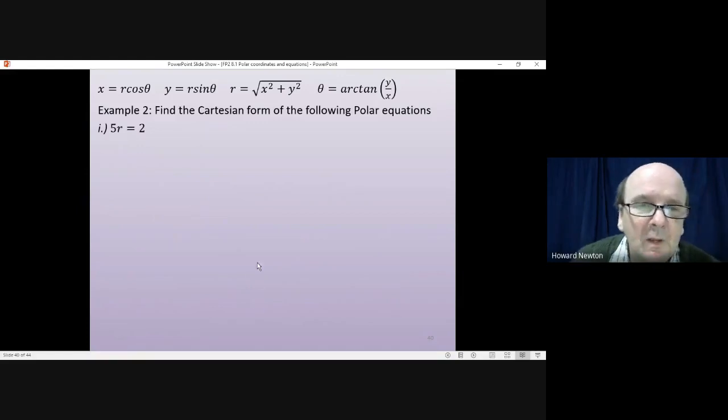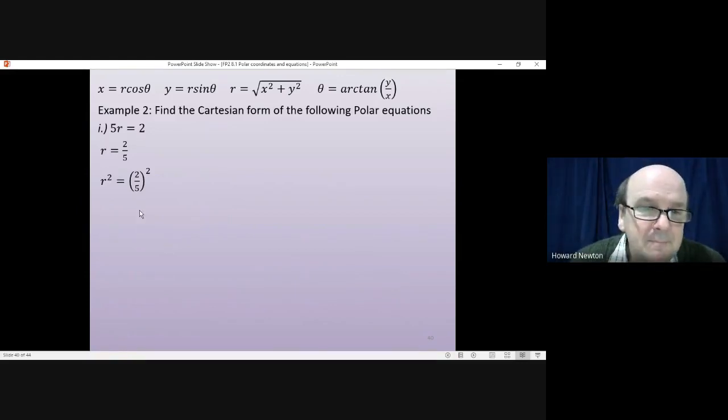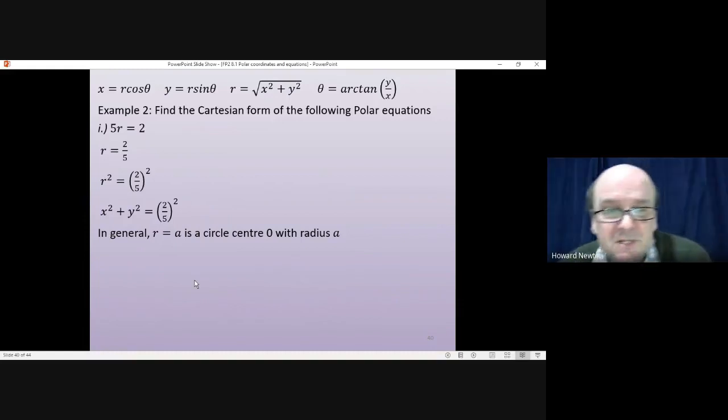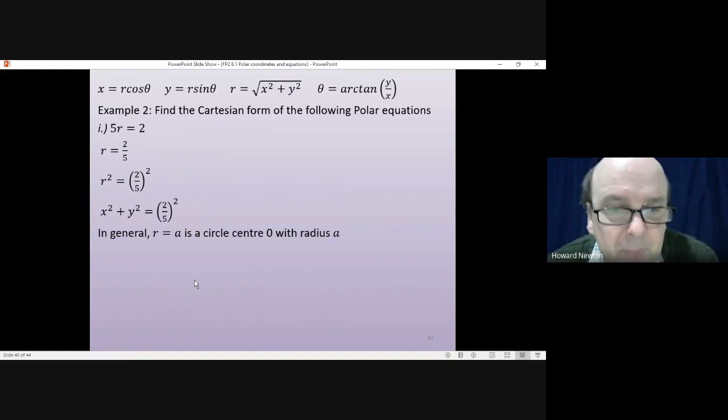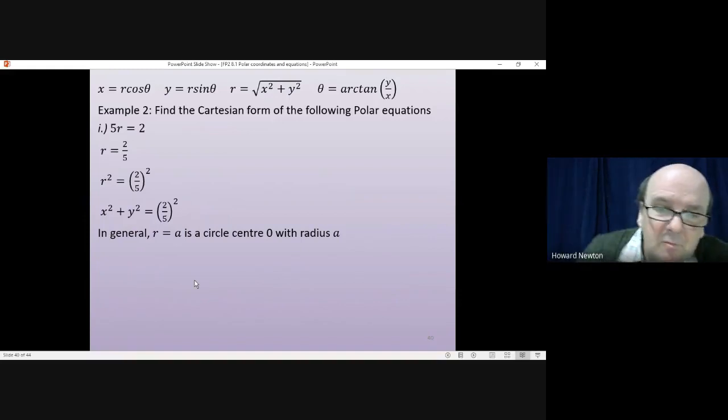Okay, 5r equals 2. That means r equals 2/5. That means r squared is equal to 2/5 squared. Well, r squared is x squared plus y squared. So the easiest way to deal with this is just then to substitute in for r squared. And that gives us x squared plus y squared equals 2/5 squared. And that is a circle, which has got center the origin and radius 2/5. And as we met before, r equals a is a circle, center O with radius a, which is what this equation simplified to.